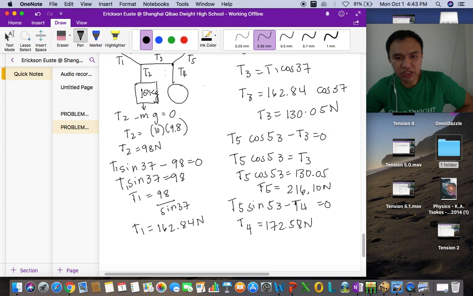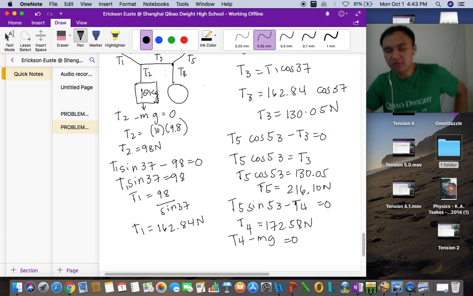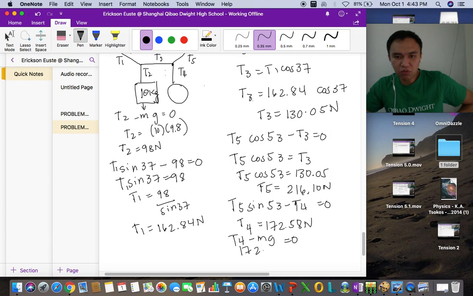Now, we will have the mass, which is having a solution of T4 minus mg is equal to 0. So I know that the gravity is 9.8. So 172.58 is equal to 9.8 m. So the mass here is 17.61 kilograms. And that's it.